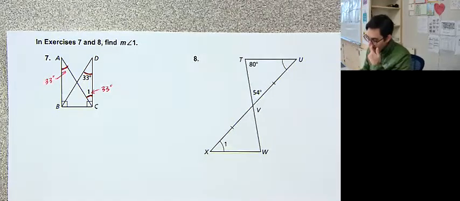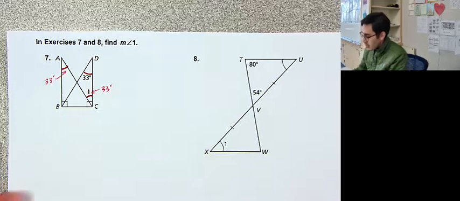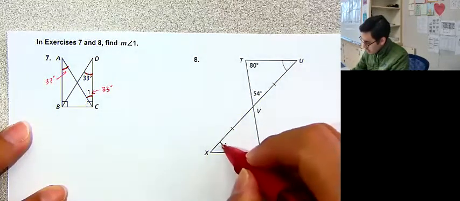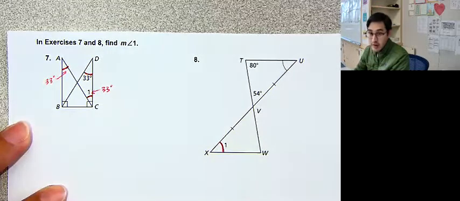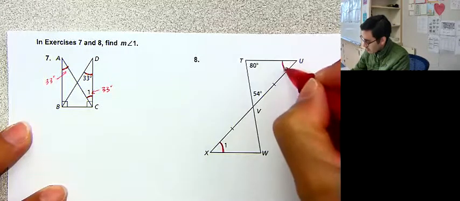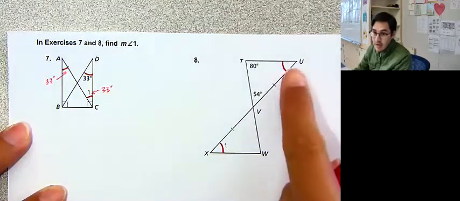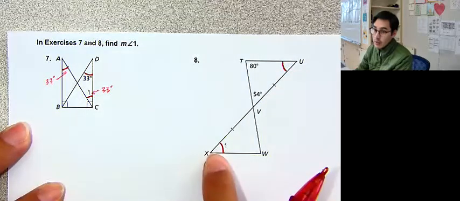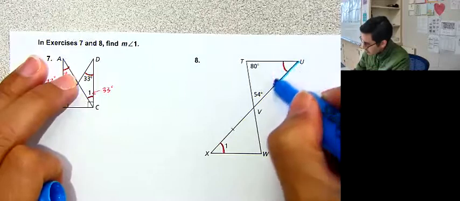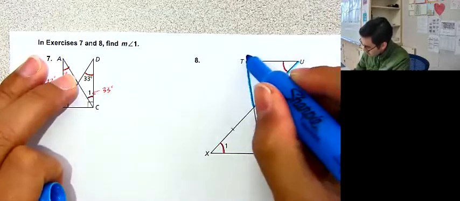All right, so question number 8, we want to find again the measure of angle 1. This angle has a single arc on it, and so does angle U. So if I can find the measure of this angle, then I will have my answer because angle 1 will be the same. Angle U is part of this triangle here.